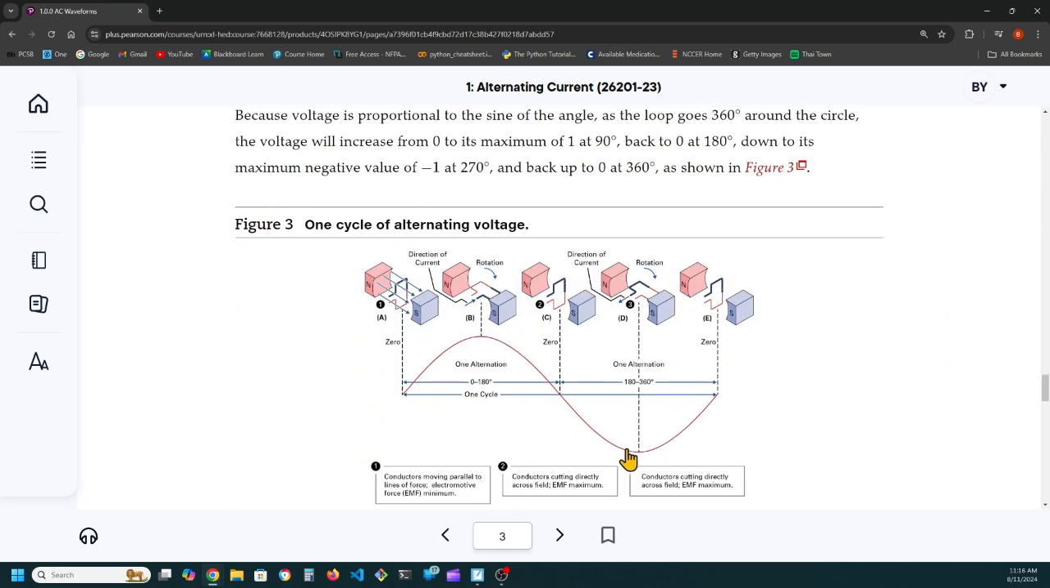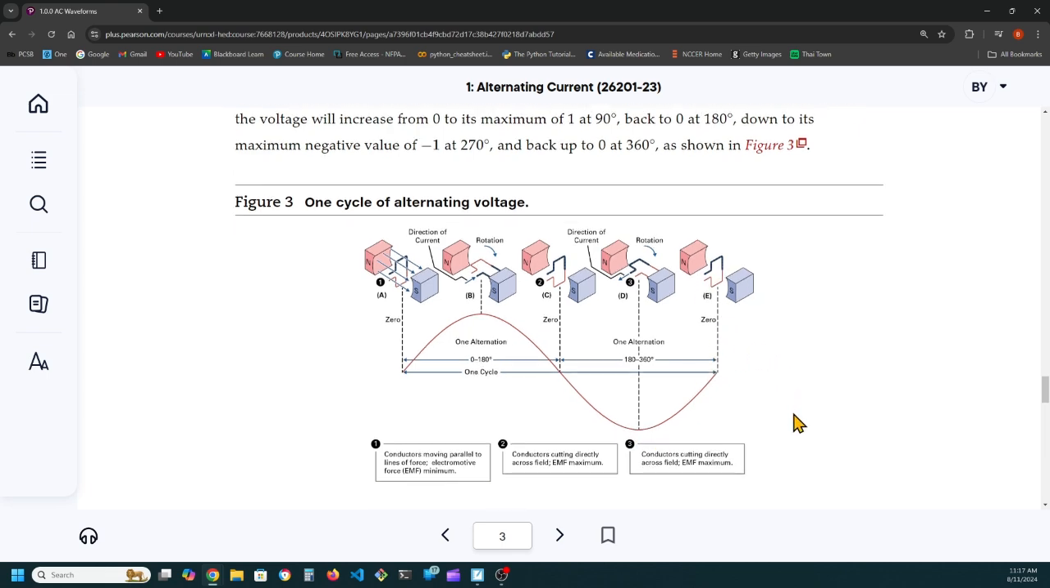Basically, they're showing you the same thing I just did, that when we're running parallel to the lines of flux, we're generating 0 volts. And here at 90 degrees, when we're running perpendicular to the lines of flux, we've got maximum. And then when we're again running back to being parallel with the lines of flux, we're at 0. And then when we come up the other side, now we're negative. Just means it's a different polarity. It's opposite to the assumed polarity. Okay. And then we get back to 0 again.